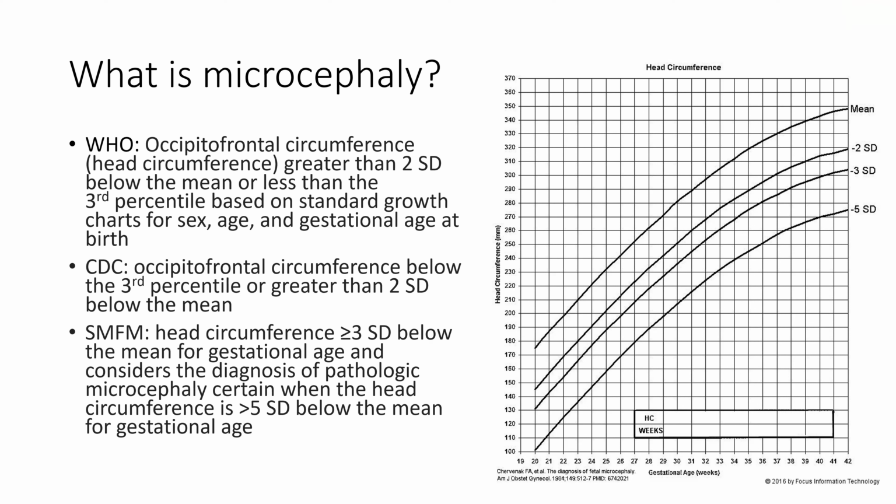Just to clarify, are these all talking about an estimated head circumference in utero, or is it for once the child is born, adjusted for gestational age? I believe the WHO and CDC ones are postnatal. Good point. SMFM was specific to fetal, antenatal.